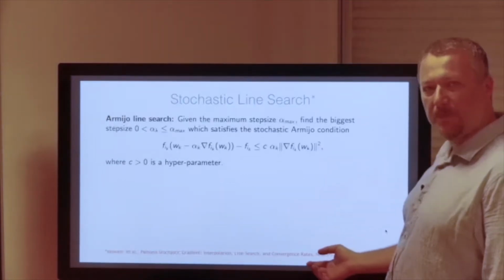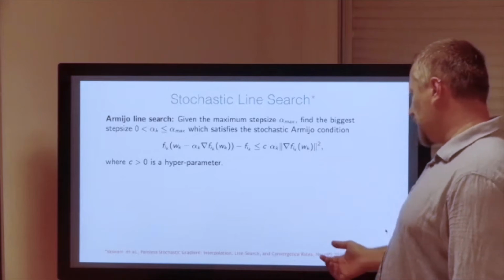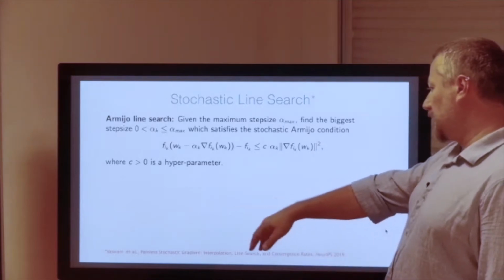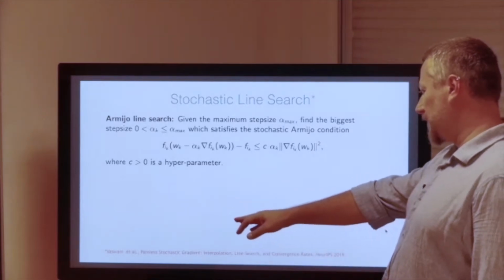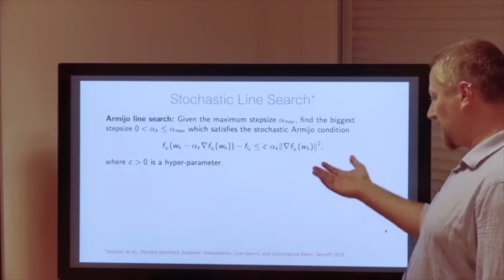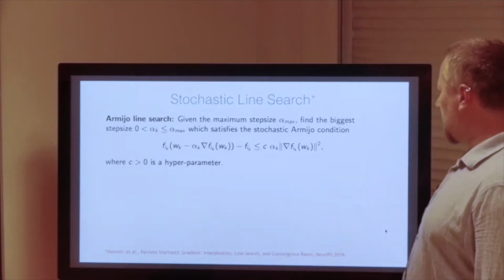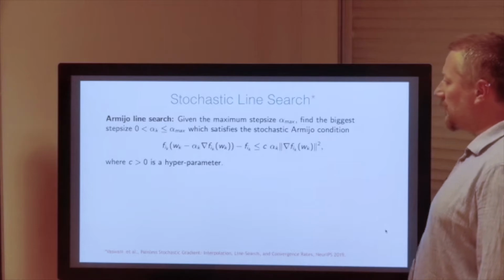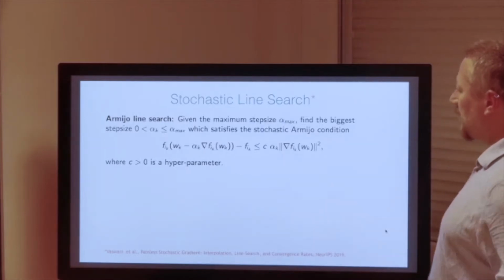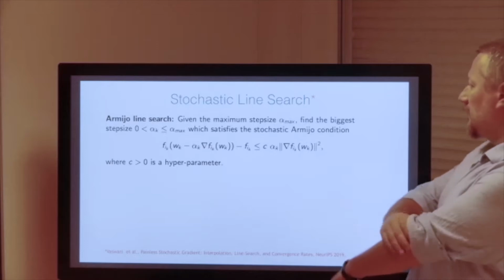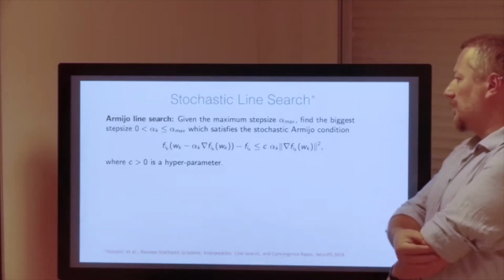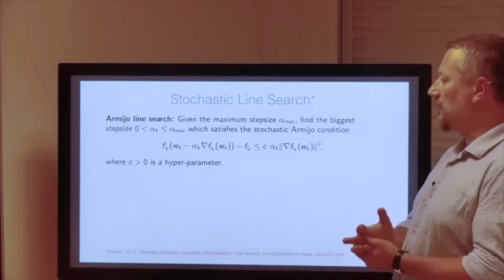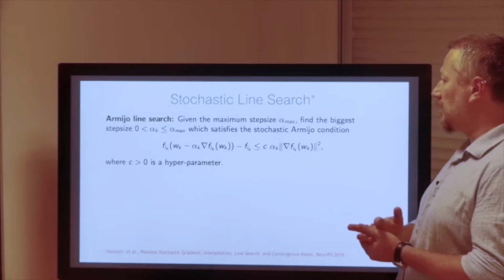It is from this paper from NIPS, Vaswani et al., "Painless Stochastic Gradient." It's from 2019, so it's a fairly recent paper. If you remember, the idea was doing an Armijo line search and deciding the length of the step size by that. What was Armijo line search?